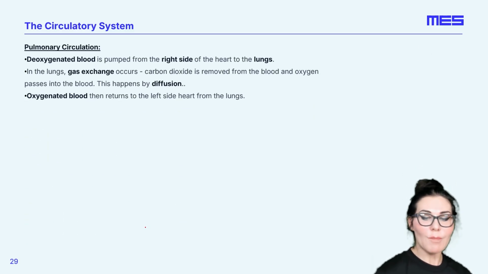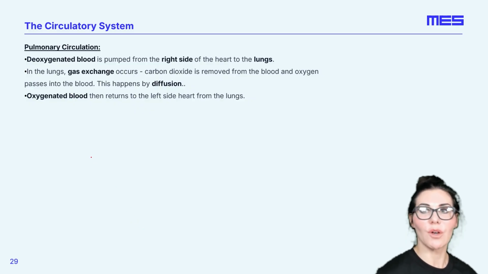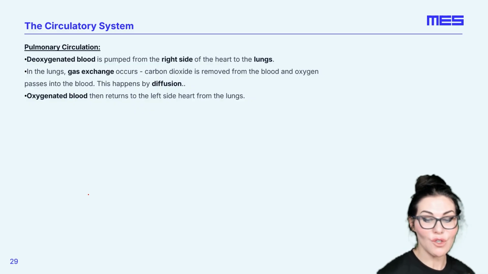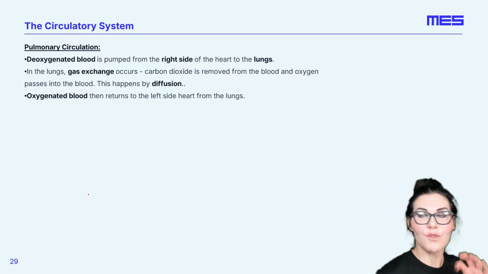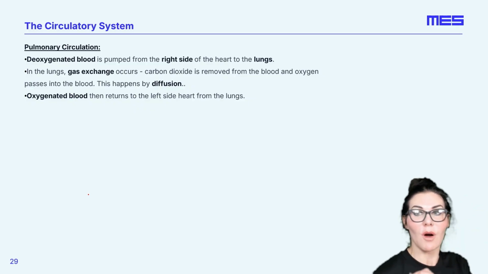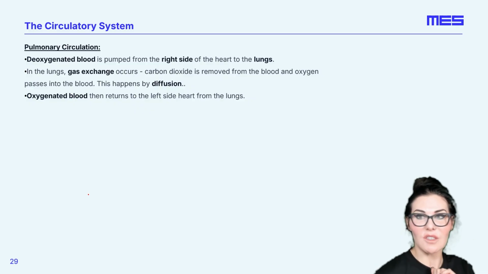Right. Pulmonary circulation. This is when your deoxygenated blood is pumped from the right side of your heart to your lungs. So deoxygenated blood, which has no longer got oxygen in it, moves from the right side of your heart, but it is pumped from the heart to the lungs to become oxygenated. So once that blood gets to the lungs, gas exchange takes place. Oxygen enters the blood and any carbon dioxide in the blood enters the lungs. This is all a diffusion process, by the way, of the gases moving between the blood and the alveoli.